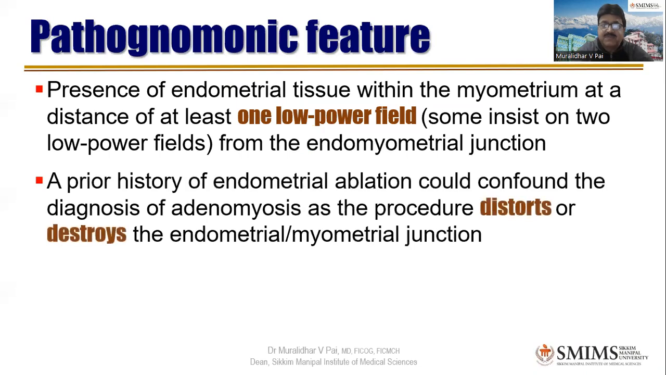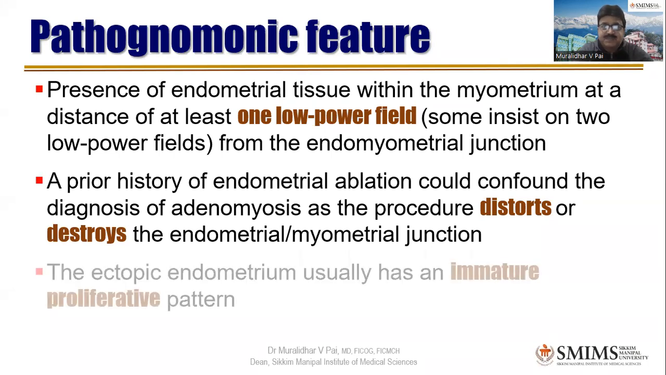This is very important. A prior history of endometrial ablation could confound the diagnosis of adenomyosis, as the procedure distorts the whole situation, that endomyometrial junction, or even destroys the endometrial myometrial junction. So there has to be a clear gap between the endomyometrial junction and the endometriotic tissue. Then only it is adenomyosis.